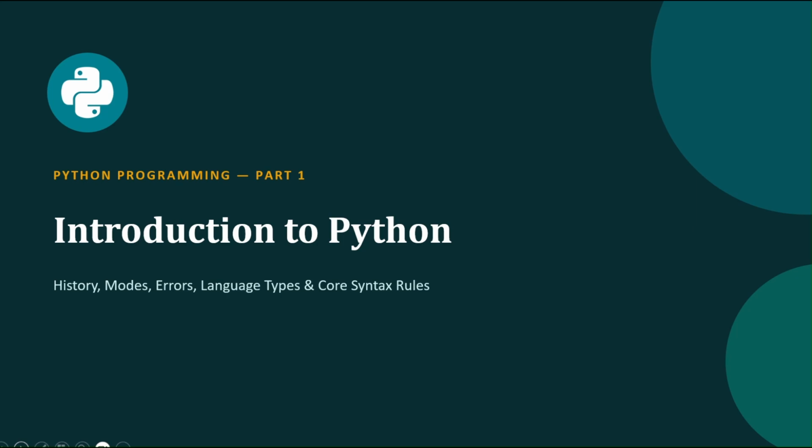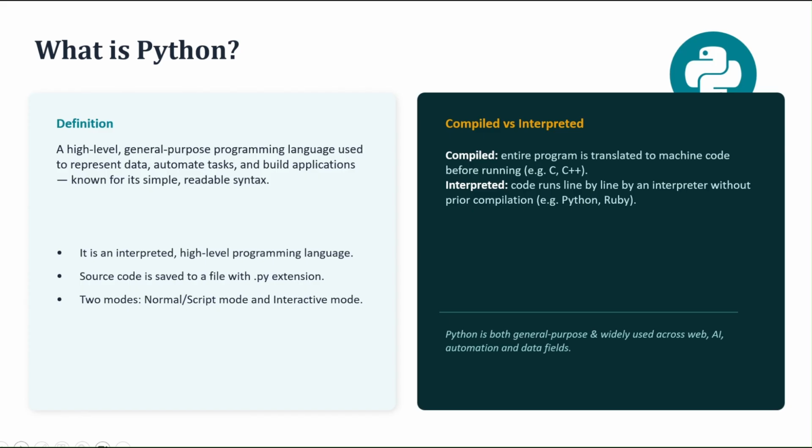Alright, so first things first, Python is a high-level, general-purpose programming language. Think of it like this: instead of talking to your computer in machine language, which is basically just ones and zeros, Python lets you talk to it almost like plain English. That's why it's so popular.